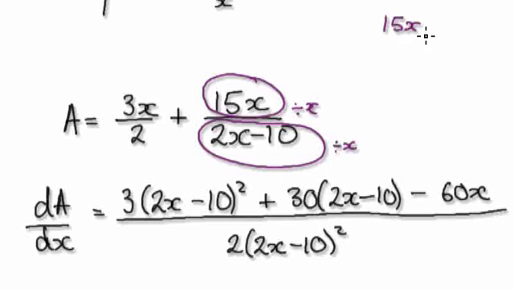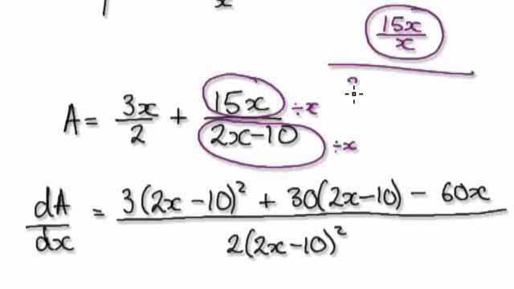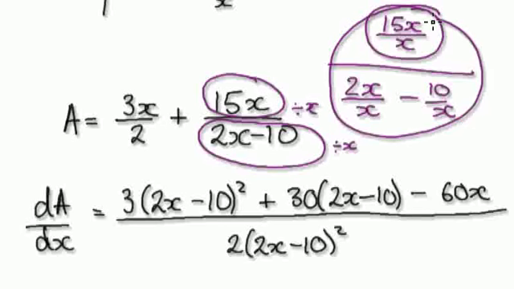So you have 15x over x divided by, just visualize this as two separate numbers now, so it would be 2x over x minus 10 over x. Now, this thing here, you can visualize it as this thing here.